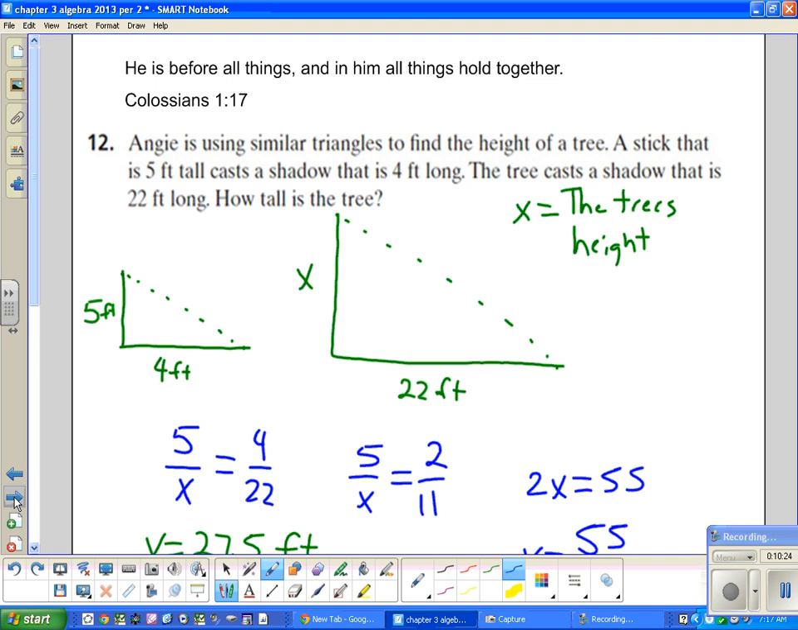Angie is using a similar triangle to find the height of a tree. A stick that is 5 feet tall casts a shadow that is 4 feet long. The tree casts a shadow that is 22 feet long. How tall is the tree?